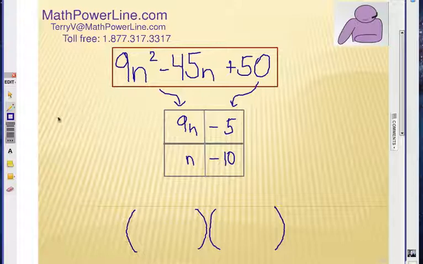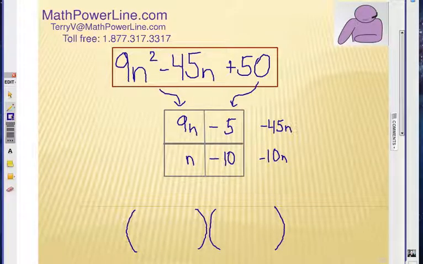So let's go ahead and look across. 9n times negative 5 is negative 45n. Now that's not good because I already have 45n there, and of course I get negative 10n here, and there's no way that those will add up to the proper middle term. Notice that I multiplied straight across to get that.